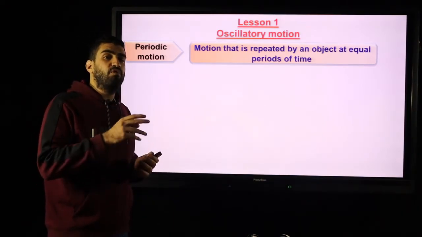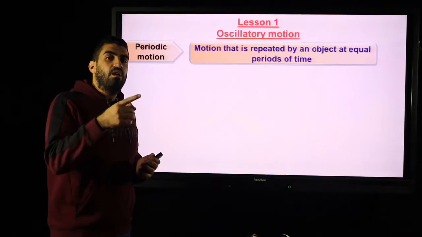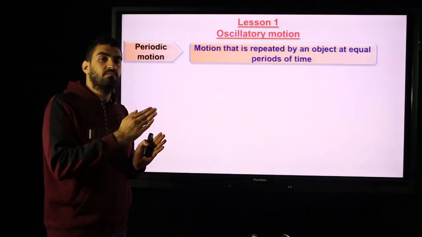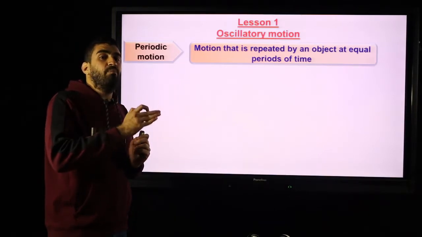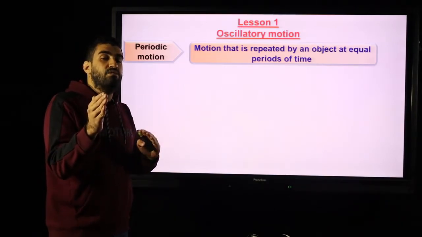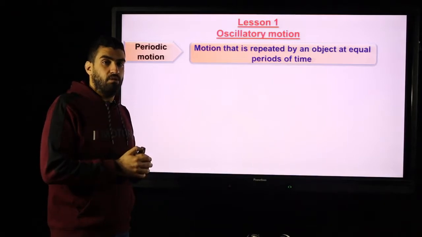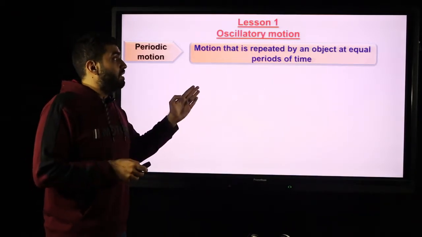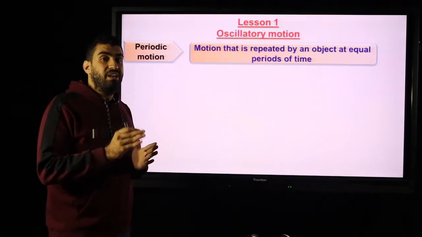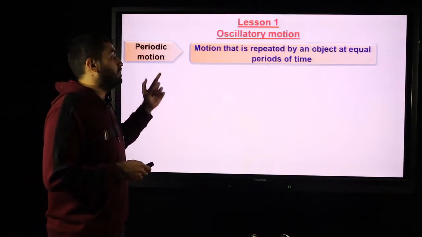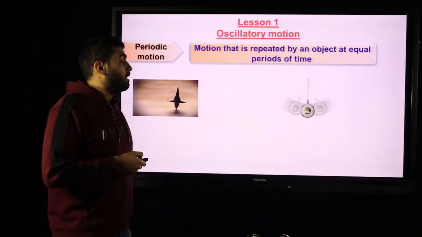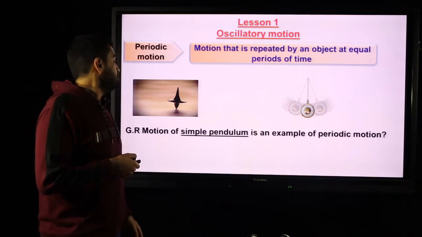For example, when I move my hand like this, the motion is repeated at equal periods of time, or like this. But when I make my hand like this, it's not repeated, it's not periodic. Okay? So simply, any motion that is repeated by an object at equal periods of time, it's called periodic motion. Like what? Like rotary bee, like simple pendulum.